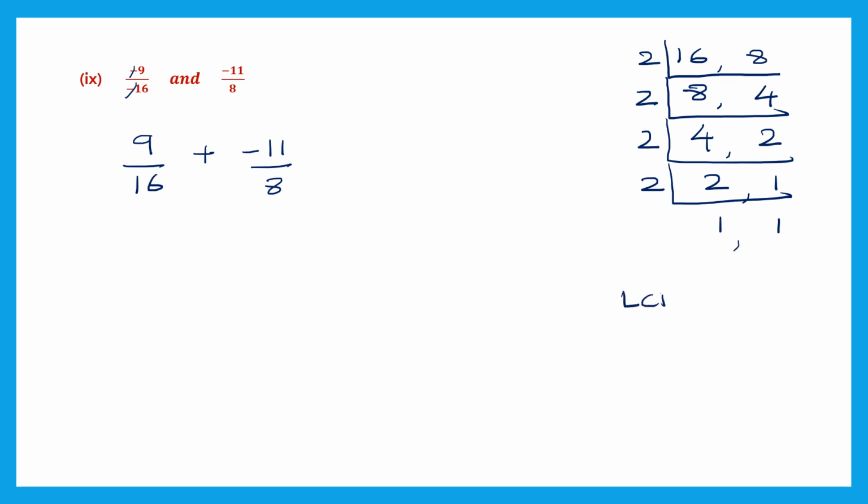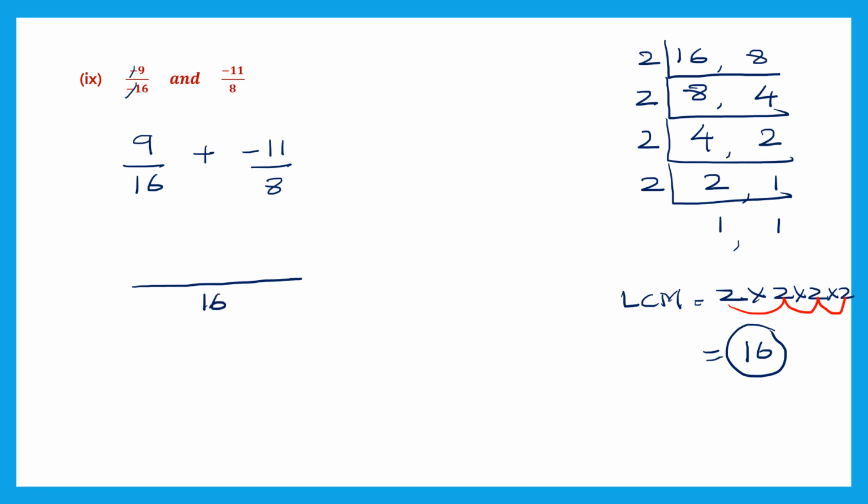Now the LCM will be, there are 4 2's. 2 into 2 into 2 into 2. So that is 2 2's are 4, 4 2's are 8, 8 2's are 16. So we have 16 as the LCM which we're going to use as the common denominator. So we have 16 here. Now 16 into 1 is 16. So 9 1's are 9. Plus, when we go to the next one, 8 2's are 16. So minus 11 into 2 is minus 22.